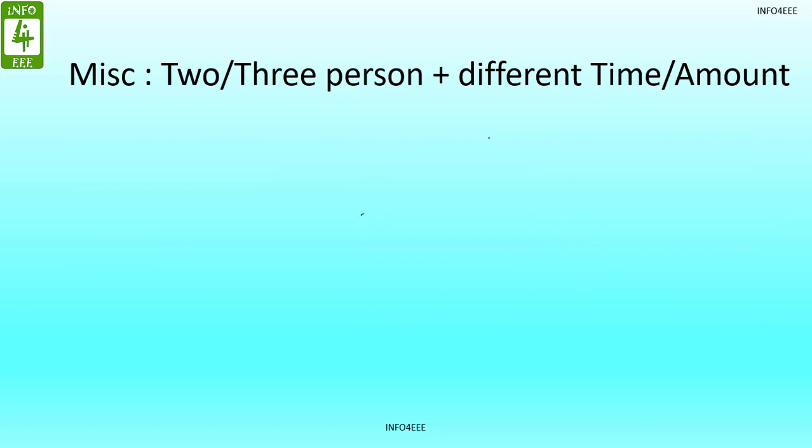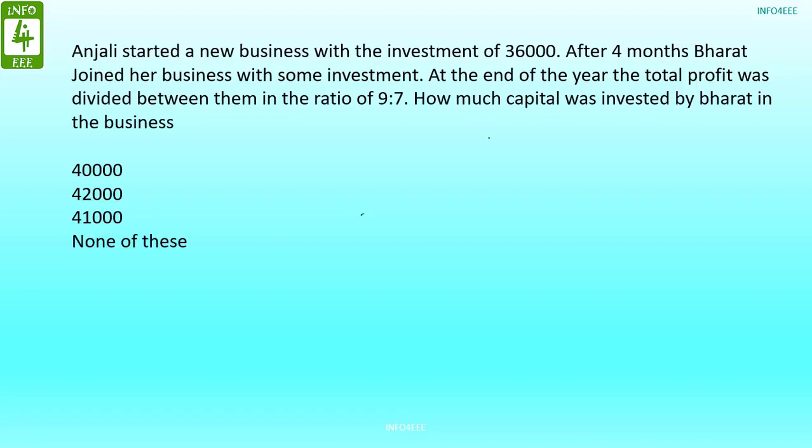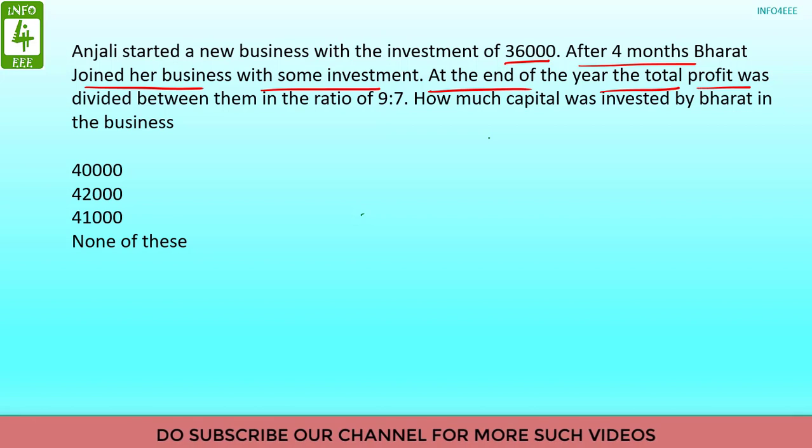Now in the third type of question, on the basis of the same thing, the time will be different or maybe the amount will be different, but the person can also differ. It might be 2 persons in a business, might be 3 persons as well. The next type of question says Anjali started a new business with an investment of 36,000 rupees. After 4 months, Bharat joined her business with some investment. At the end of a year, the total profit was divided between them in this ratio. How much capital was invested by Bharat in the business? So you need to find this.